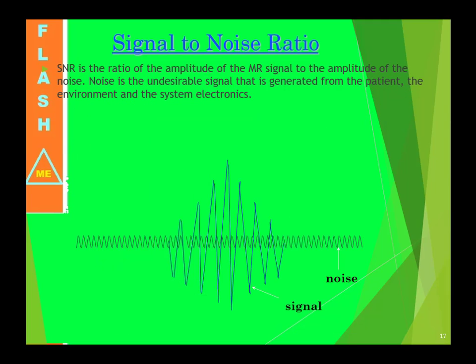Signal-to-noise ratio. SNR is the ratio of the amplitude of the MR signal to the amplitude of the noise. Noise is the undesirable signal that is generated from the patient, the environment and the system electronics.